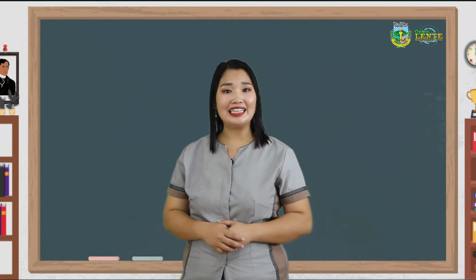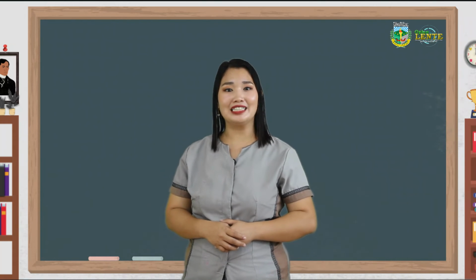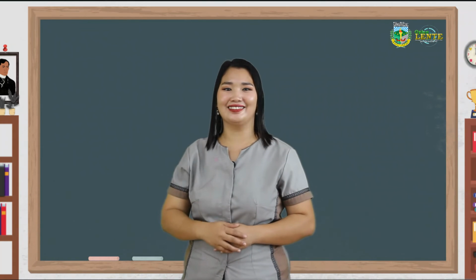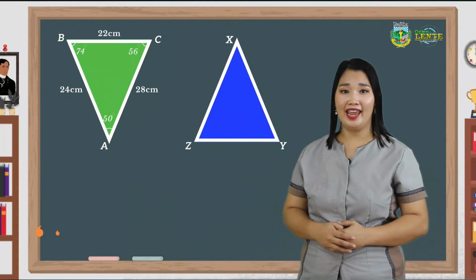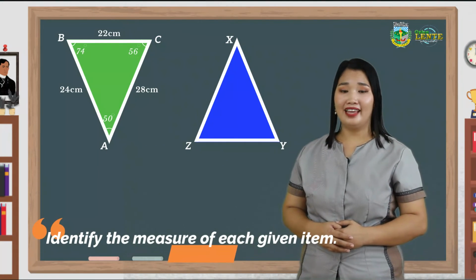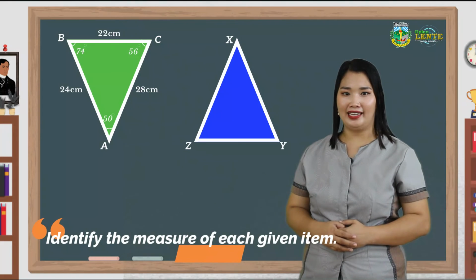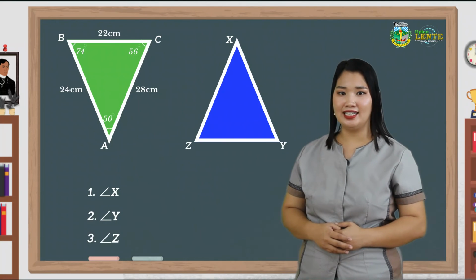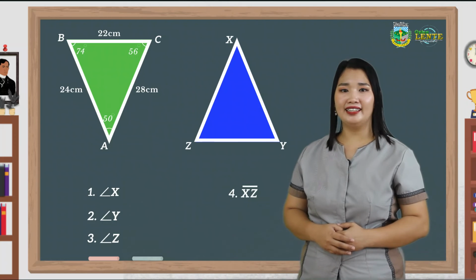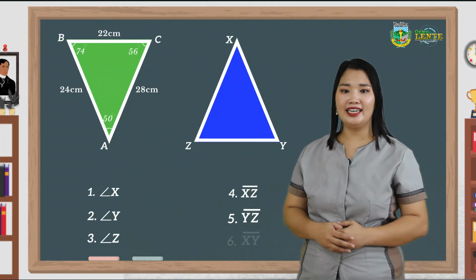Okay, grade 8 students, let's see if you understood what we have discussed today. Let's try this. Given triangle ABC is congruent to triangle XYZ, identify the measure of each given item. For number 1, angle X. 2, angle Y. 3, angle Z. 4, side XZ. 5, side YZ. 6, side XY.